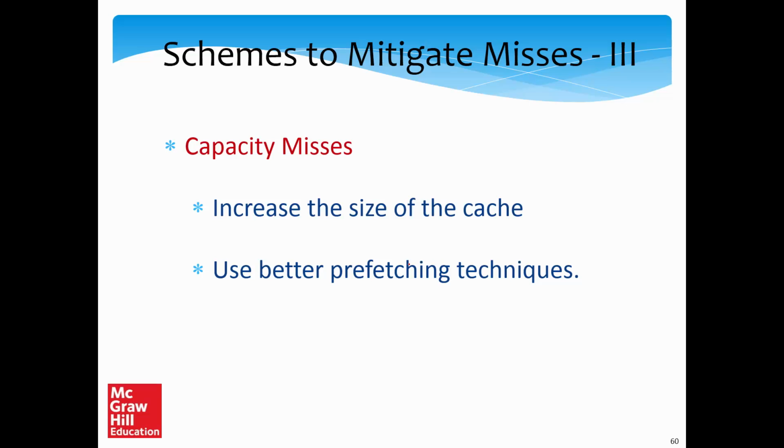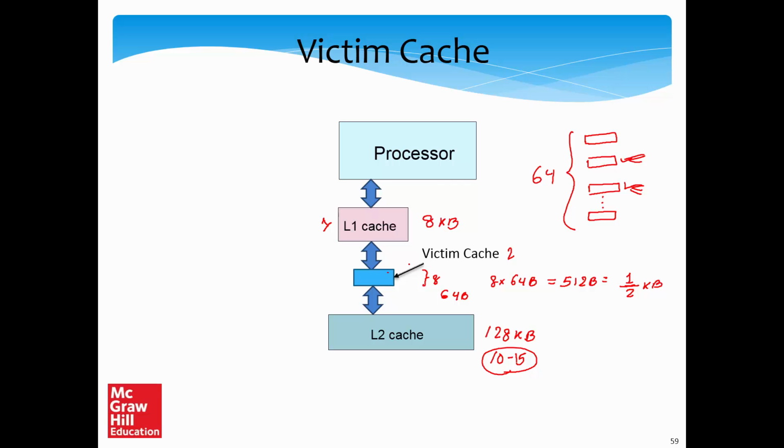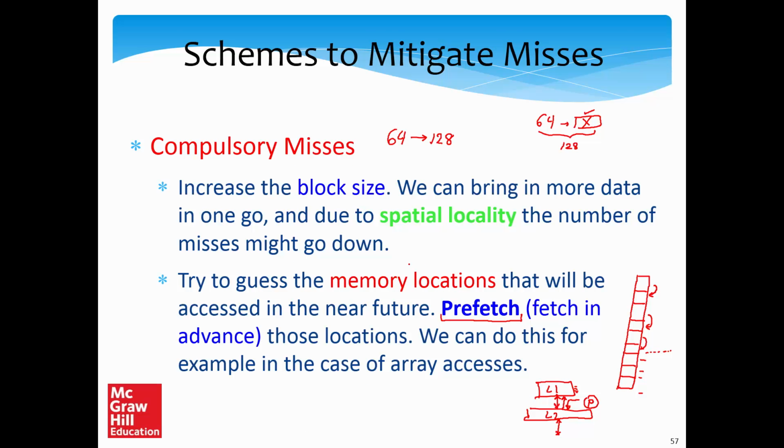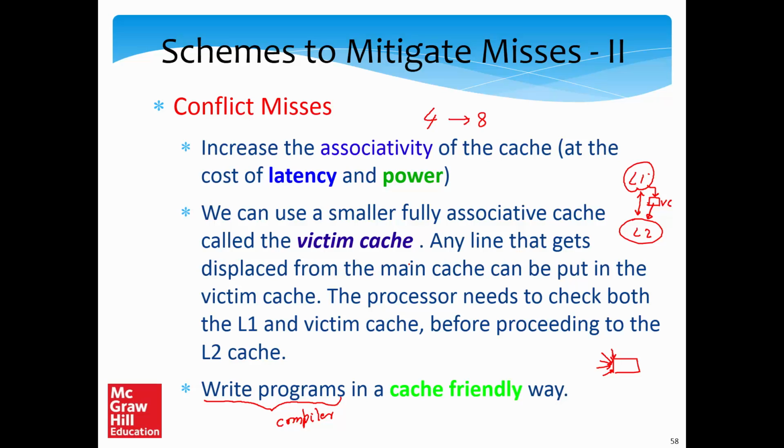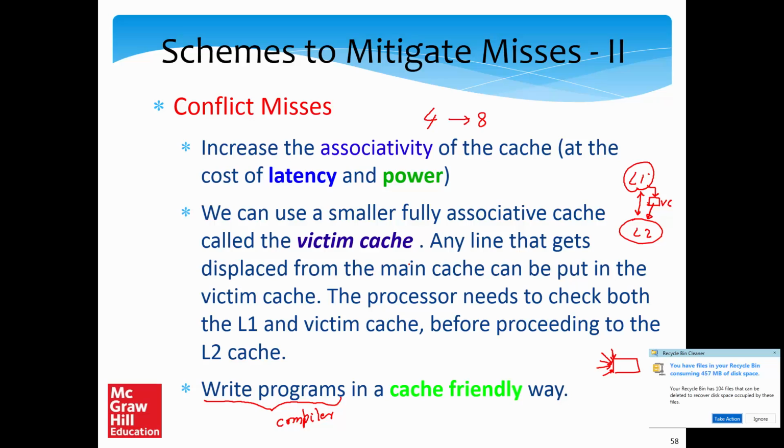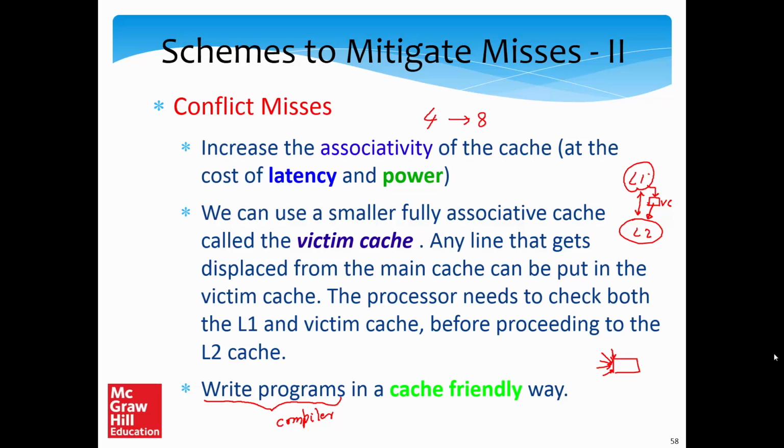Now let's discuss some other schemes to mitigate misses. Let's look at capacity misses. We have already discussed compulsory misses. What was the scheme for mitigating compulsory misses? It was either increase the block size or prefetch. The scheme to mitigate conflict misses was increase associativity. That is easier said than done, because a higher associativity means more latency, more time, and more power.